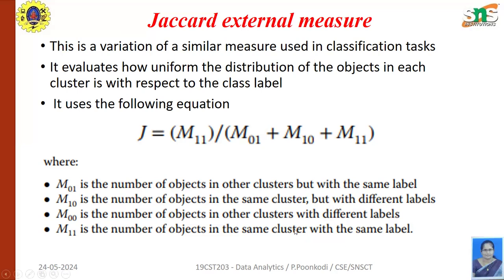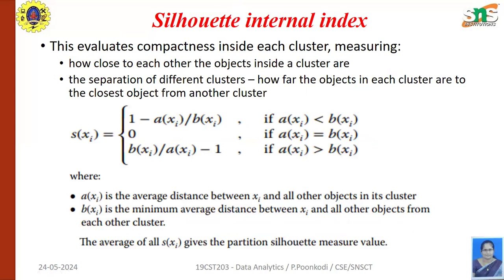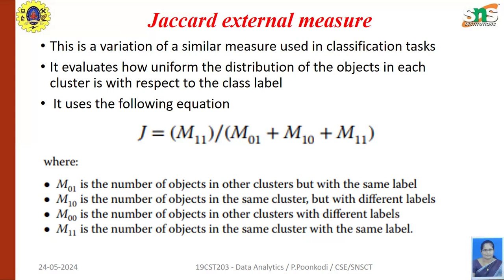This one is used for the internal indices measure, and this one is used for the external measure. These two measures are used to ensure the cluster validity, whether the partition is done properly. They also ensure whether the algorithm chosen to partition the data set is correct or wrong, if those things are ensured in these measures.